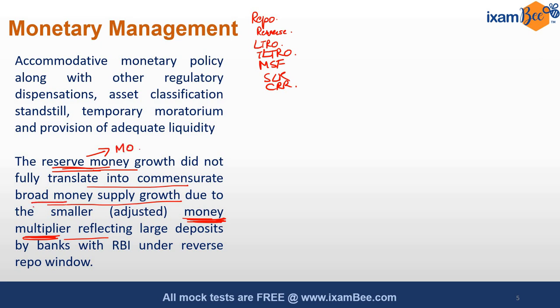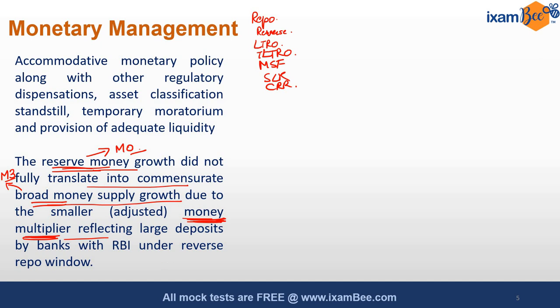Similarly, broad money is given by M3, right? So what does M0 mean? What is M3? What is the difference between them? So this conceptual understanding is anyways a part of the economics syllabus for the SEBI exam, RBI exam, and you should have this clarity here.